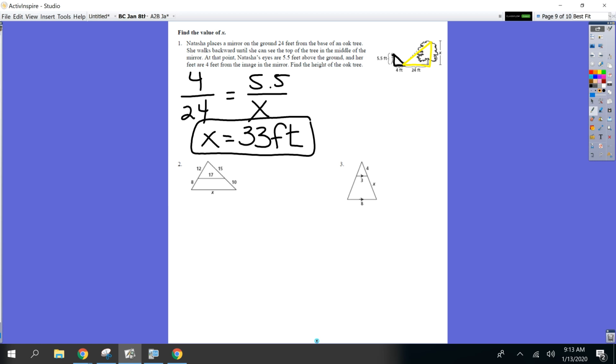All good? Because this is where I may lose some of you. All good? Next one, finding side x. Do we see two triangles in that diagram? All right, every year I have issues with triangle within a triangle problems, and coming up with the correct proportion to solve.